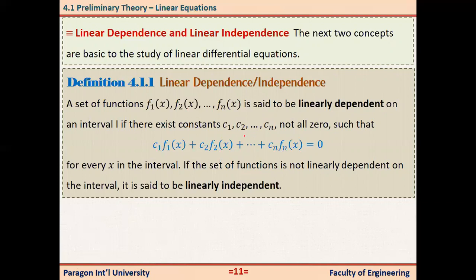So if you can find such a set of constants, C1, C2, C sub n, at least one of them not equal to 0, because if all of them are equal to 0, it's always equal to 0, right? So is it possible to find one set of these constants, at least one of them not equal to 0, when you multiply the first function by C1, the second function by C2, and the last function fn by Cn, and their linear combination produces 0, that is identically equal to 0? If it is possible, we say that these functions, f1, f2, and f sub n, are called linearly dependent.